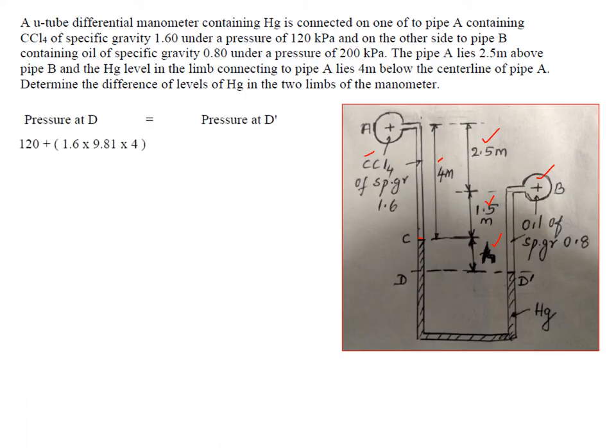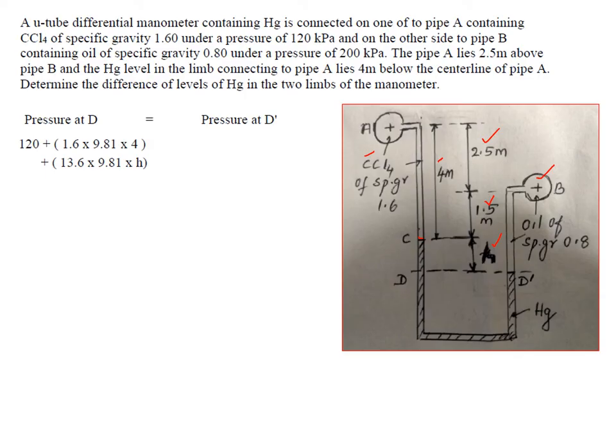So how to write? Pressure at D is 120 kilopascal. Now coming down, plus sign. Here it is carbon tetrachloride, so 1.6 into 9.81 into 4. Now we have come up to C only, so we have to go down again to D. Again plus sign, 13.6 because it is mercury, so 13.6 into 9.81 into H. So we have come to point D.